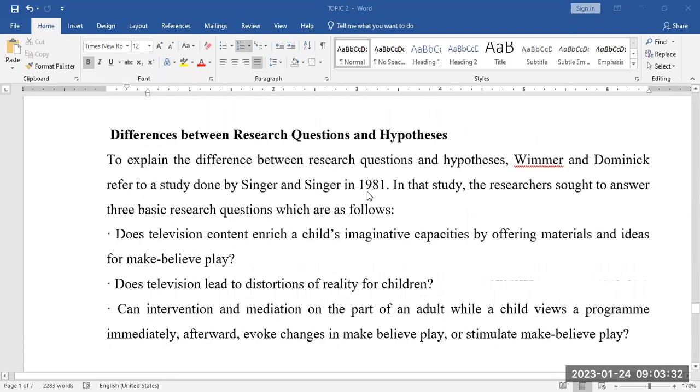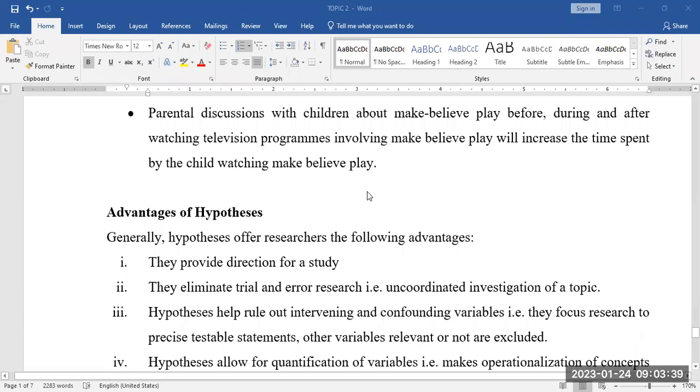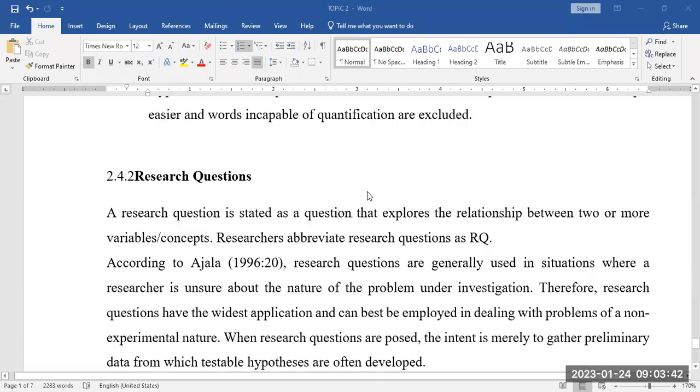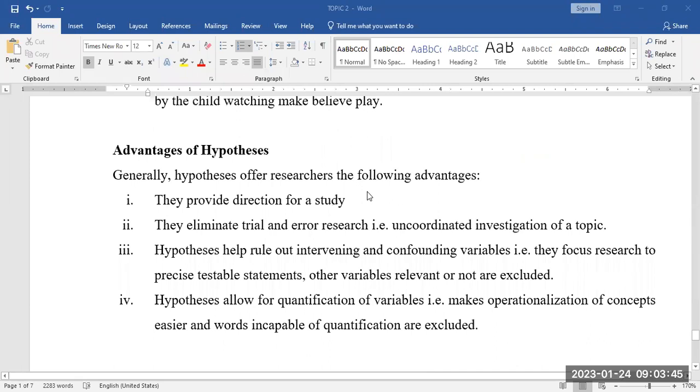Now, you read on differences between research questions and hypotheses, and then advantages of hypotheses. We can look at them. They provide direction for a study, because you can imagine having a research topic that you're investigating and you don't have a hypothesis. Hypotheses, or assumptions, or educated guesses, provide direction for your study. They help you to know, what am I looking for? Number two, they eliminate what we call trial and error research. I am not just doing research for the sake of it. I am doing research so that it can prove my hypothesis as either true or false.